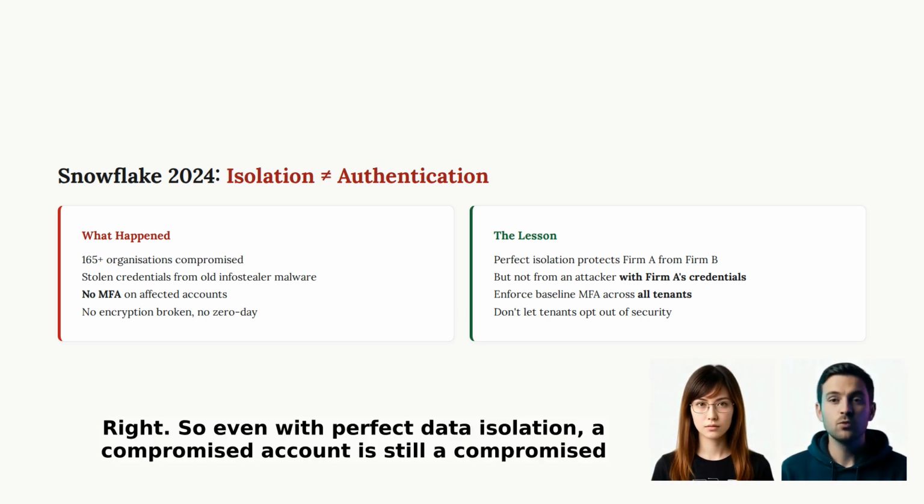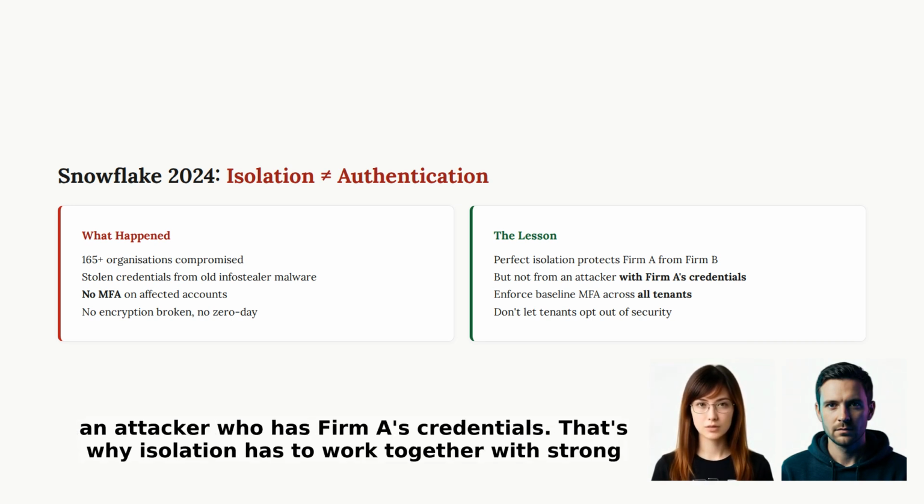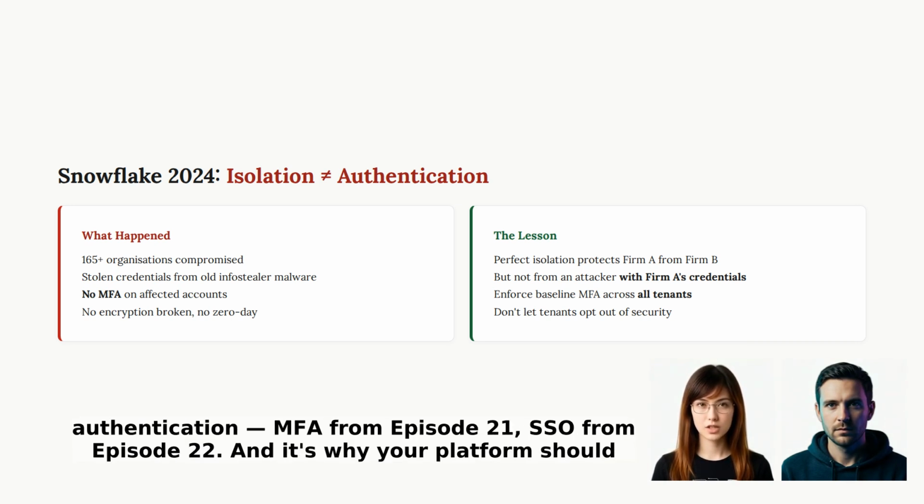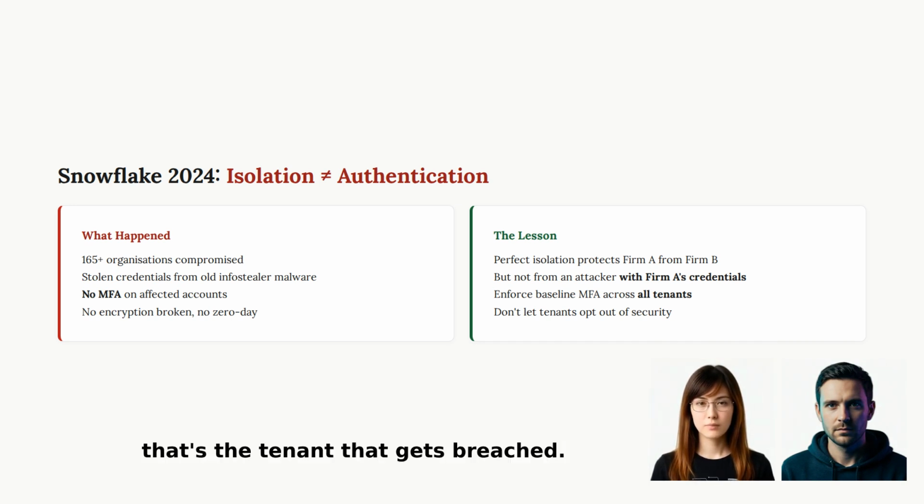Right. So even with perfect data isolation, a compromised account is still a compromised account. Exactly. Multi-tenant isolation protects firm A from firm B, but it doesn't protect firm A from an attacker who has firm A's credentials. That's why isolation has to work together with strong authentication. MFA from episode 21, SSO from episode 22. And it's why your platform should enforce baseline security requirements across all tenants. If you let a tenant opt out of MFA, that's the tenant that gets breached.